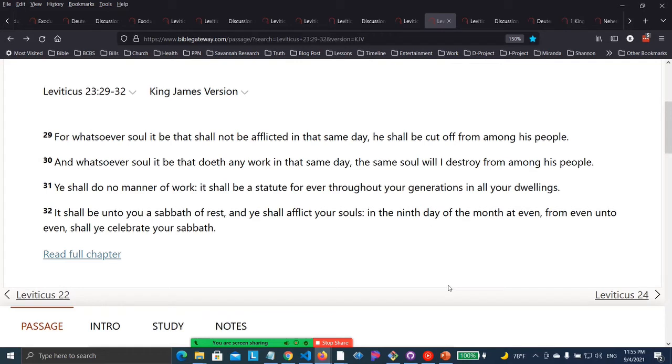Leviticus 23:29-32. "For whatsoever soul it be that shall not be afflicted in that same day, he shall be cut off from among his people. And whatsoever soul it be that doeth any work in that same day, the same will I destroy from among his people. You shall do no manner of work. It shall be a statute forever throughout your generations in all your dwellings. It shall be a Sabbath of rest unto you, and you shall afflict your souls. On the 9th day of the month at even, from even unto even, shall you celebrate your Sabbath."